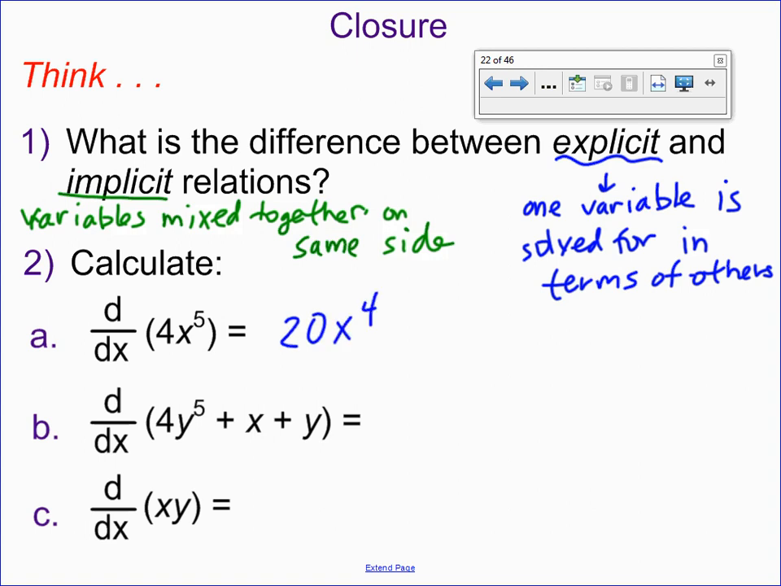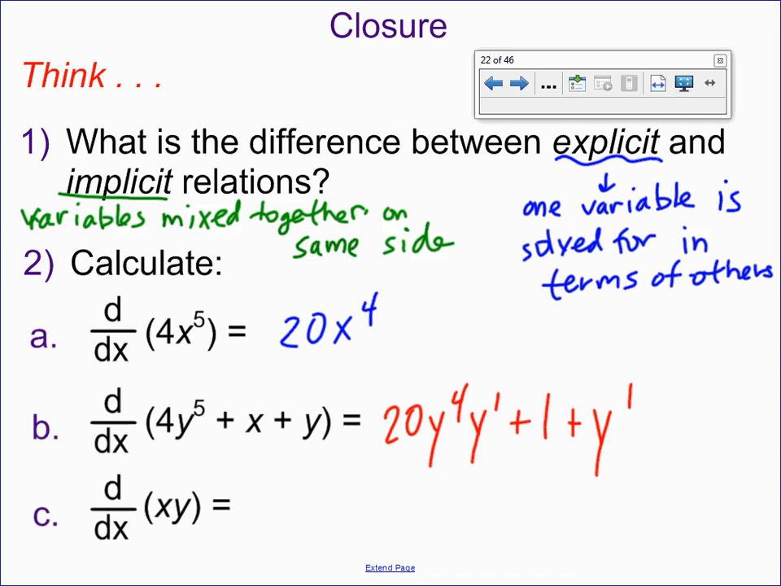Next, differentiating with respect to x all the way through the left side. What do you have for that, Evie? 20y to the fourth y prime plus 1 plus y prime. We're going to get the same as Evie. That's correct. Good job with the chain rule.